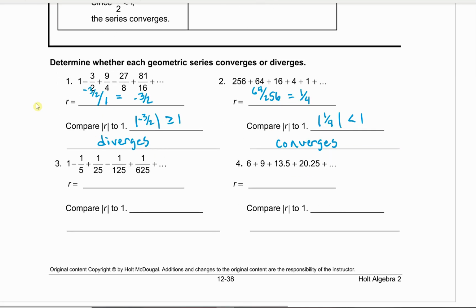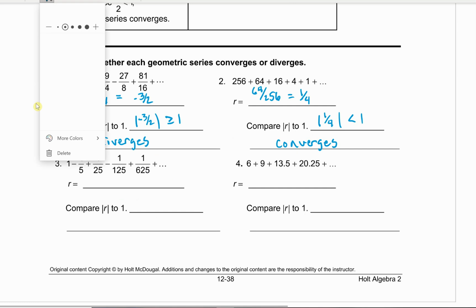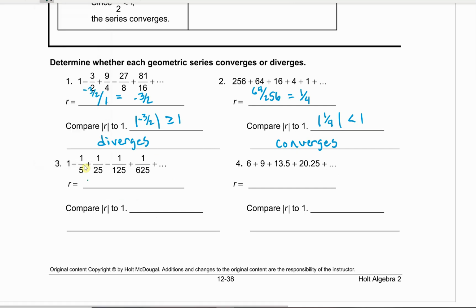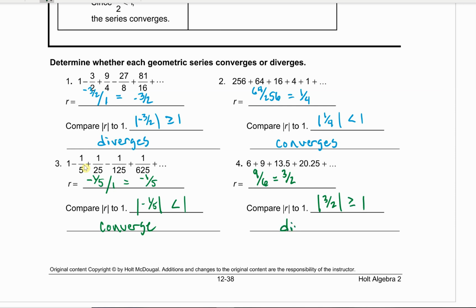If we look at 3 and 4, this one here, what we got? We got -1/5 divided by 1, so that's -1/5. The absolute value of -1/5 is going to be less than 1, so we converge. Who thinks the next one's going to diverge? Let's see. 9 divided by 6 is, well, it's 3/2. Just like number 1, 3/2, absolute value, that is greater than 1. So this guy diverges.